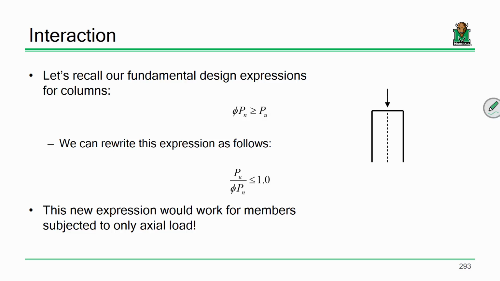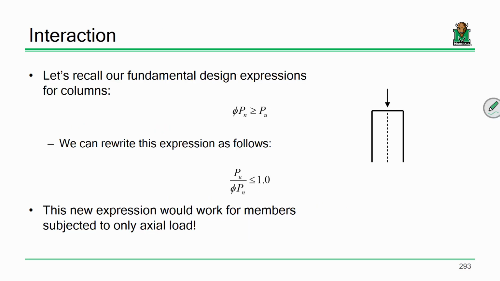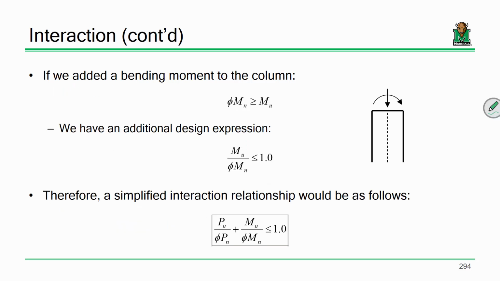Okay. Now, that would be great if you've got a member subjected only to an axial load. Now I put a bending moment on there. I can write a similar expression and say, here's the bending moment contribution. If Pu over phi Pn has to be less than or equal to 1, and Mu over phi Mn has to be less than or equal to 1, well, I can't expect the full capacity of the bending and the full capacity of the axial load all at the same time.